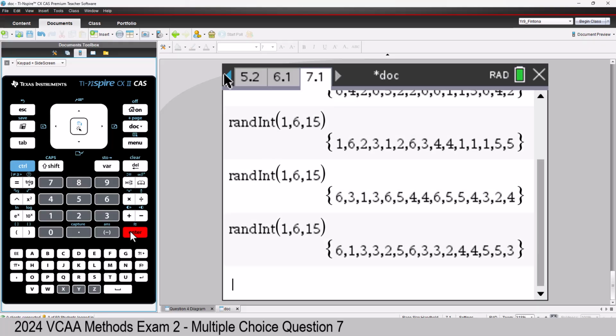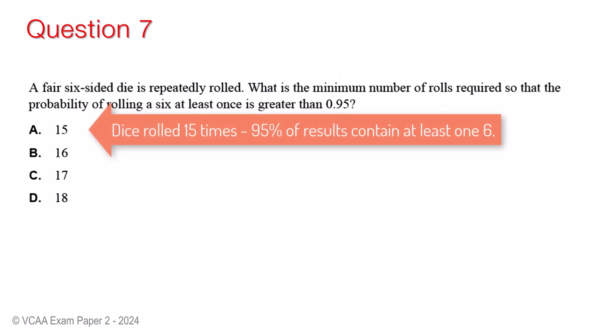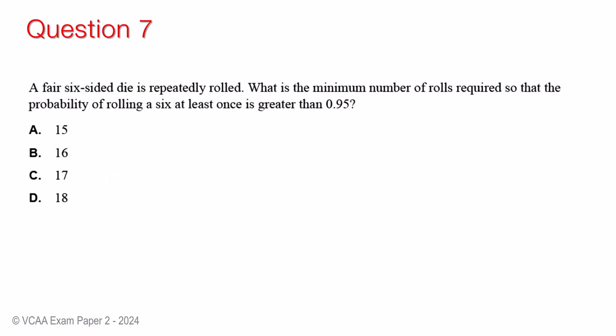Suppose I did this 20 times. Would it be reasonable to say that 19 of these samples would contain at least 1 6? If so, that would correspond to option A. If I roll the dice 16 times, we would have a slightly higher probability of obtaining at least 1 6. So after 20 of these trials, it might seem reasonable to expect that only one sample will contain no 6s.